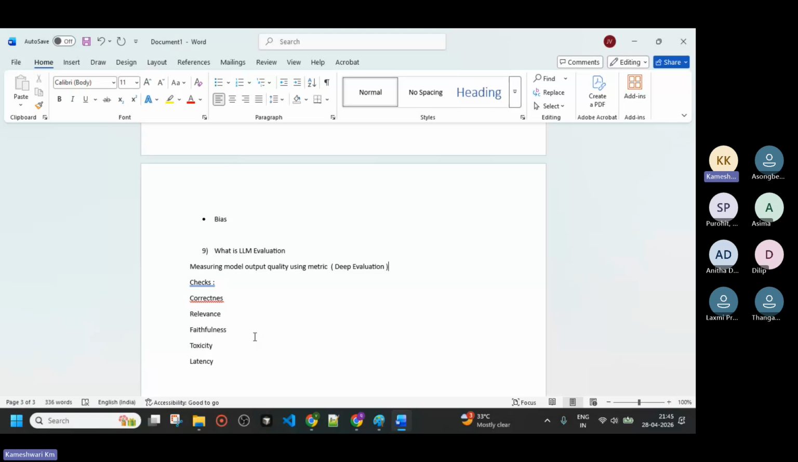In deep evaluation, what we learned previously in our topics is how to check the relevance. The LLM is giving a response, so how are we going to find out whether the LLM is giving the correct answer or is hallucinating? We need to follow one metric. What is that metric? The deep evaluation metric, which you will see as DeepEval. In this we get relevance, faithfulness, like LLM as a judge.